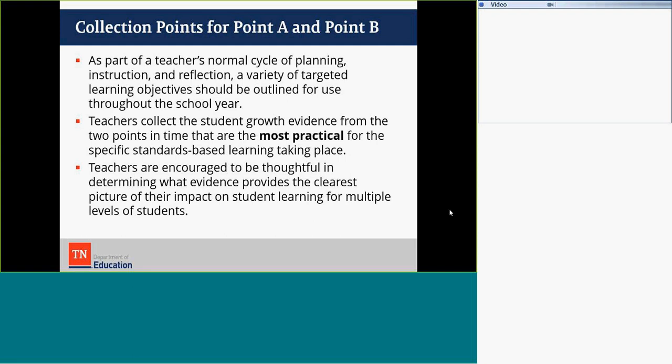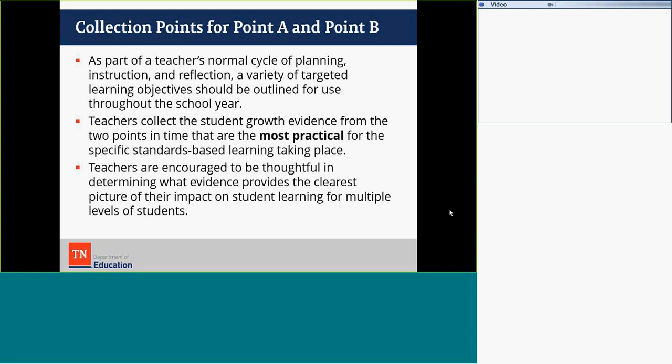So in the portfolio model, there are 2 collection points. The message is most certainly that it should be an authentic collection of point A, and there's more information in the resource guide around that. It's the idea that when we long-term plan, we think about those times in the year that make the most sense to collect point A. Again, this is not something else we're doing. It's something that's built into our instruction and the way we do things. So as part of a teacher's normal cycle of planning, instruction, and reflection, a variety of targeted learning objectives should be outlined for use throughout the year. So again, the importance of the initial long-term planning among teachers.